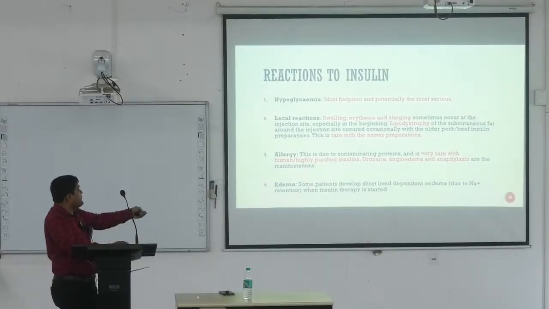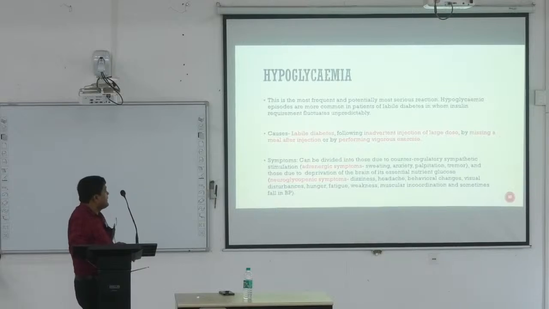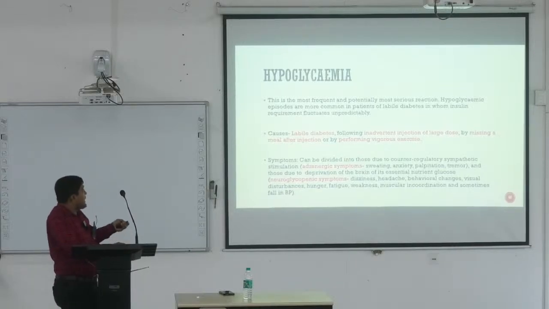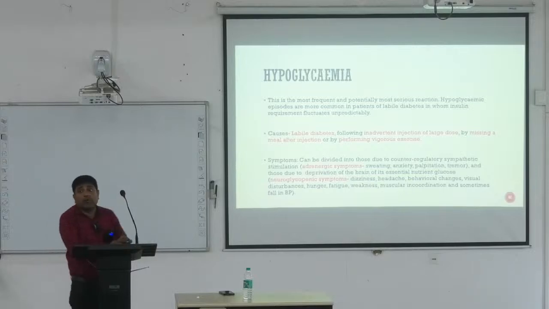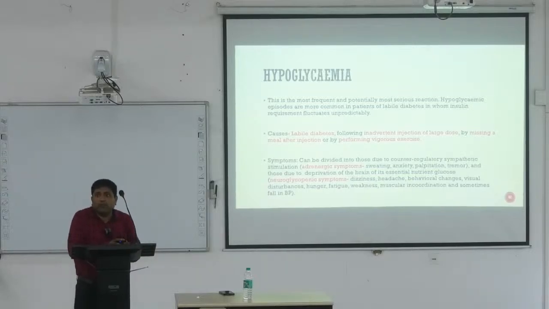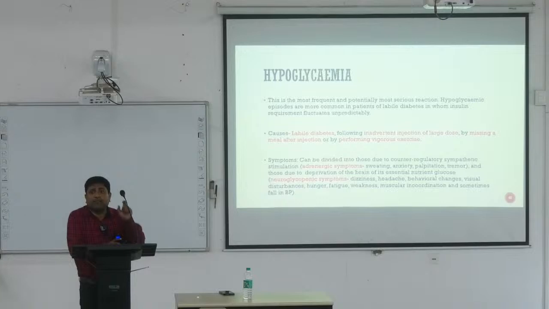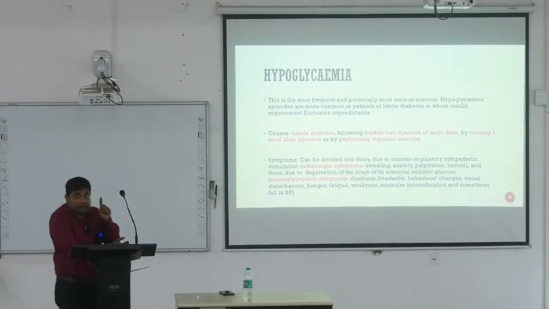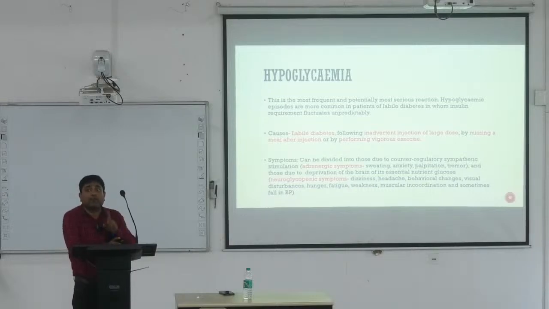Now coming to hypoglycemia. Hypoglycemia is the most dangerous complication of insulin therapy. Hypoglycemic episodes are more common in labile diabetes. What do we mean by labile diabetes? Basically, there is insulin deficiency in the patient, and blood glucose fluctuates dangerously. Now, these patients are very prone to develop hypoglycemia, and it is more common in type 1 diabetes.